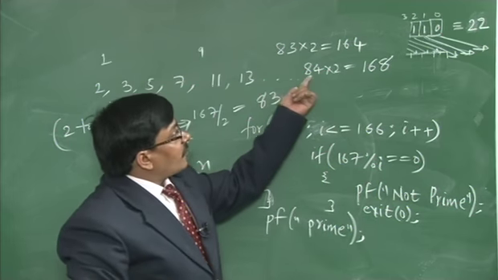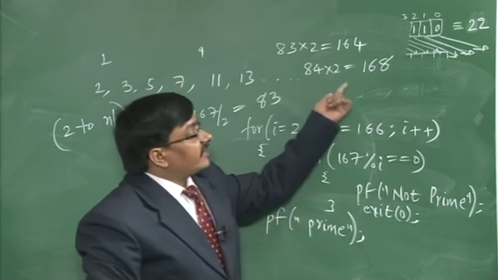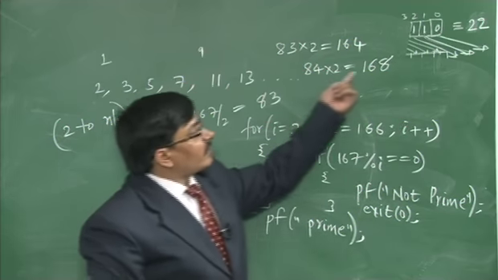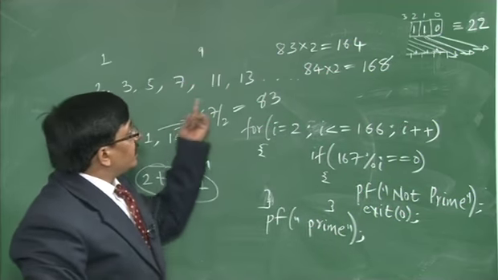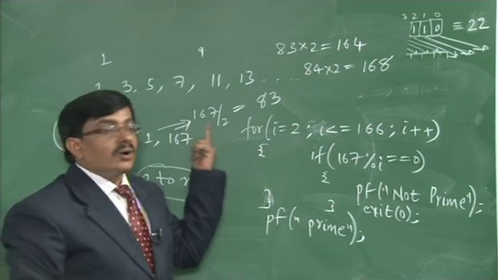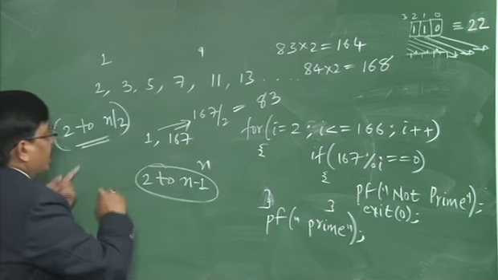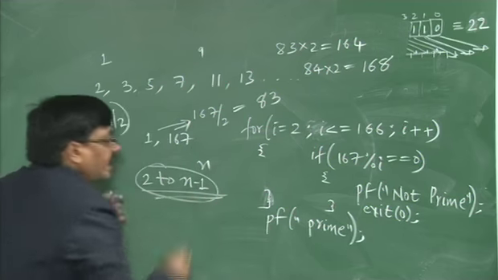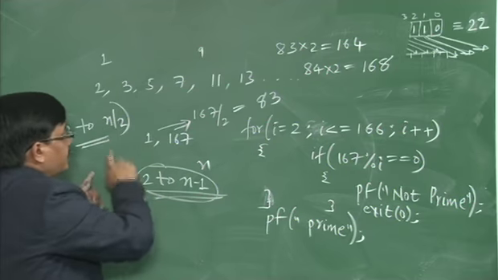I no need to go for the case where i is 84, 85, 86. The reason is 84 twos are 168, so it is no way possible that it will divide 167. We can go only up to n by 2, it is not mandatory that i should go up to n minus 1. This is the better logic compared to the previous one.